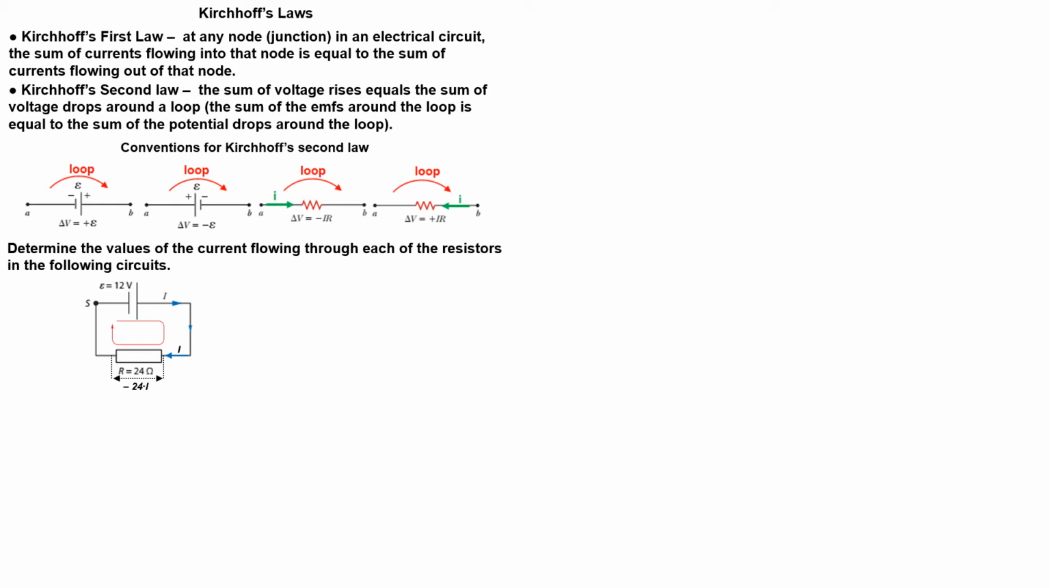We now apply Kirchhoff's second law. The sum of the electromotive forces around the loop is equal to the sum of the potential drops around the loop. Or, in other words, the sum of the potential differences across all the elements around any closed circuit loop must be zero. This equation allows us to solve for the current as 0.5 amperes.